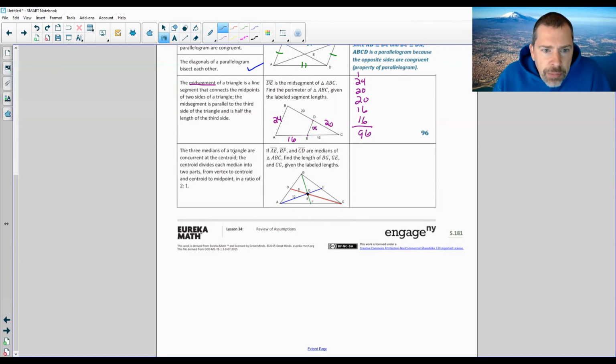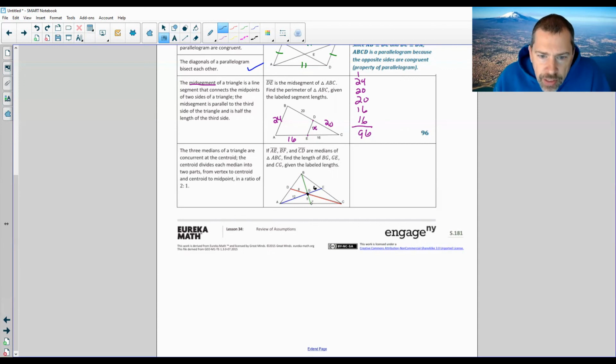So it says the three medians of a triangle are concurrent, meaning they meet at the same place, at the centroid. The location is called the centroid. The centroid divides each median into two parts from vertex to centroid in a ratio of 2 to 1. So AG from the vertex of the angle to the centroid is 2 times the distance from the centroid to the midpoint. So if AG is 12, GE is 6.